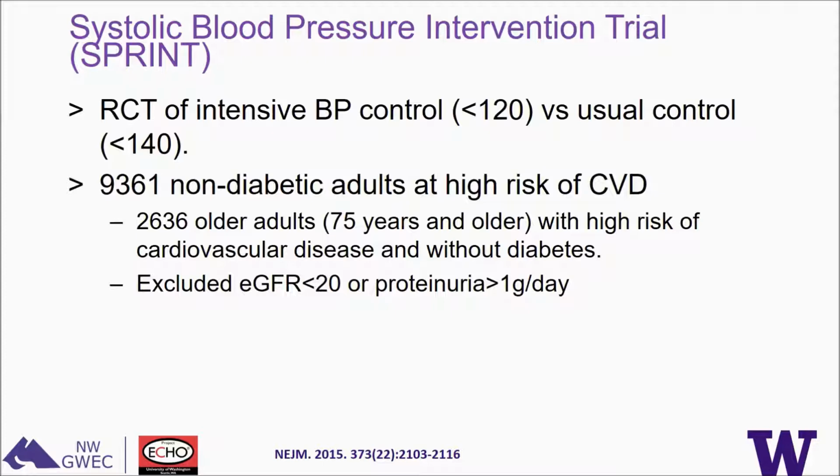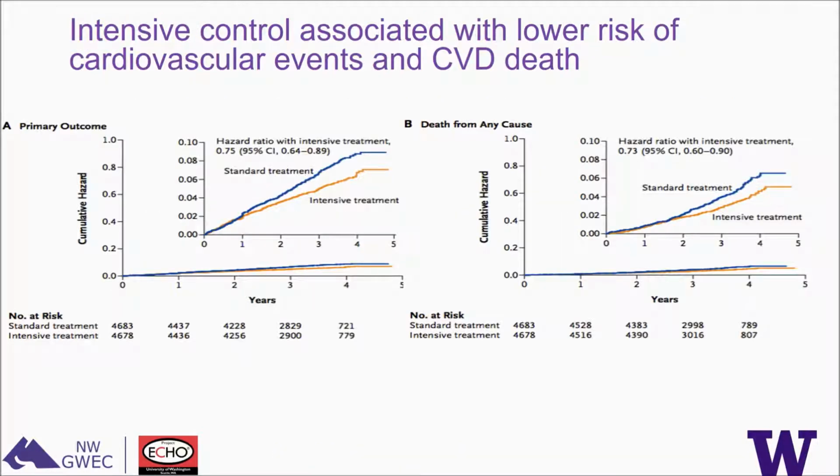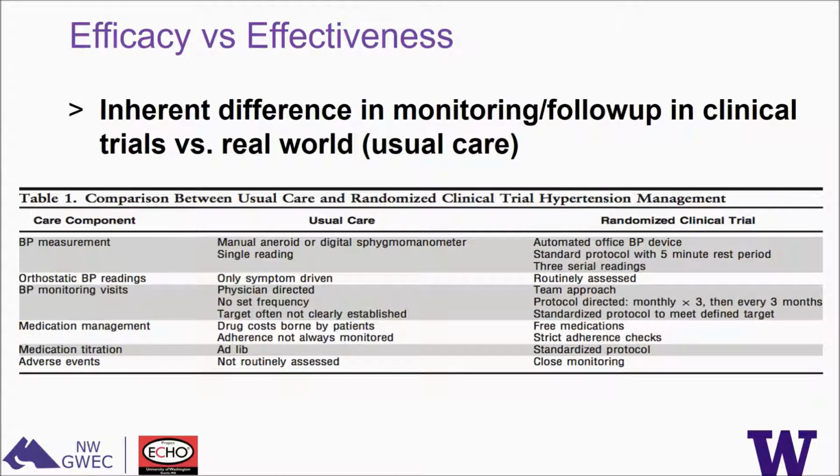So what is the best target for blood pressure control? The most comprehensive study to date, and controversial at that, for determining what is good blood pressure control among older adults has been the SPRINT trial. Now, keep in mind that these individuals, although they were at high risk of cardiovascular disease, none of them had diabetes. And they excluded pretty severe kidney dysfunction with a GFR less than 20 or proteinuria greater than 1 gram.